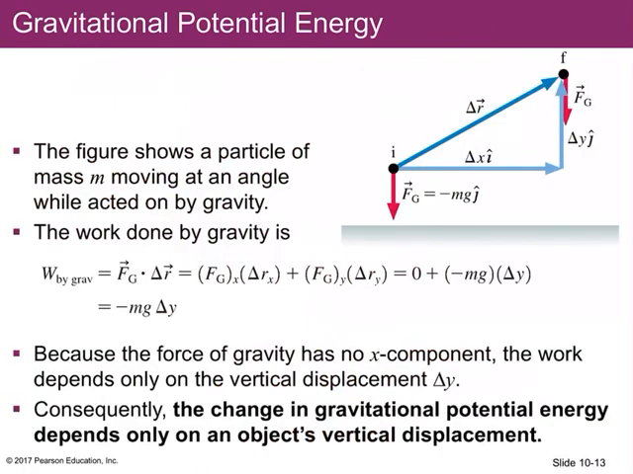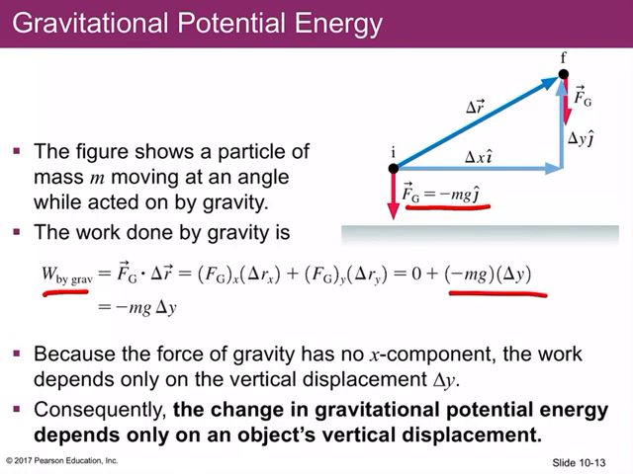All right, so let's go over to the next slide here. We've got gravitational potential energy still, and we are looking at this figure that is showing a particle that's moving at an angle while it's acted on by gravity. So remember, in a case like this, work was equal to force times distance, okay? And we have gravity that is happening in the y direction here. This right here is showing the y direction. And we have a displacement in both the x and the y direction, okay?